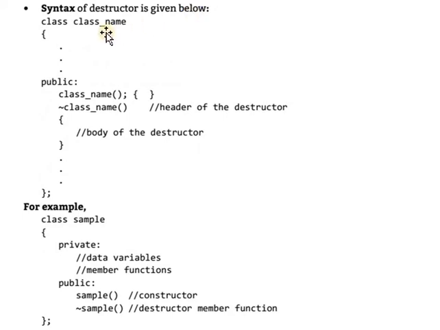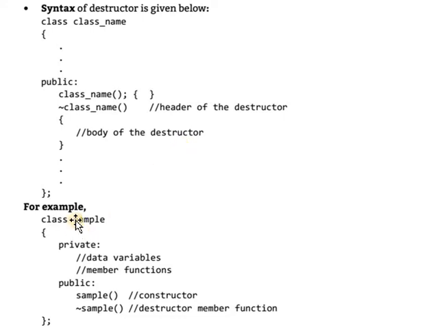Next is the syntax of the constructor. How to define a constructor in a class? Suppose this is the class, then there is a constructor for creating an object, and after defining the constructor definition, the destructor definition will come. It has the same name as the class name, but it is preceded by the tilde symbol, and here is the body for the destructor.